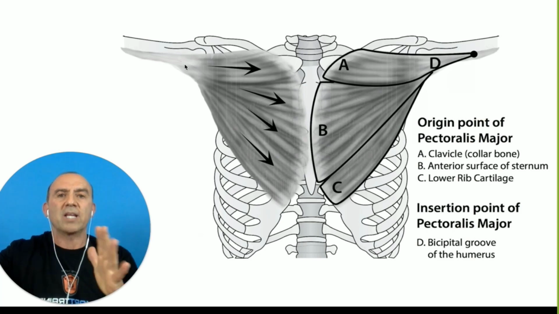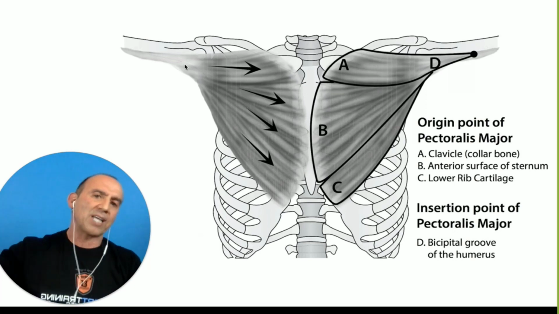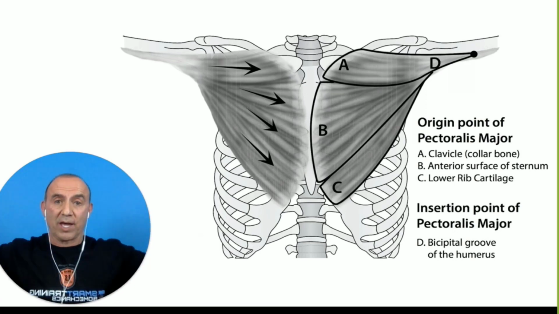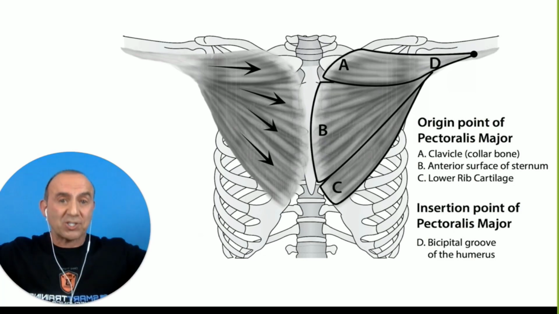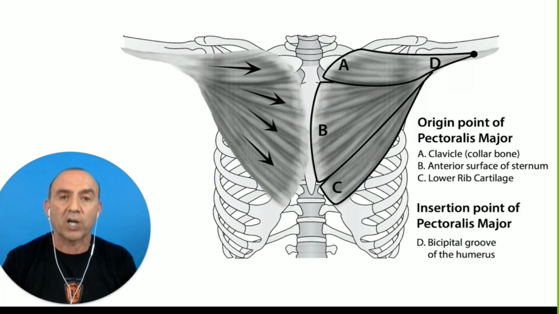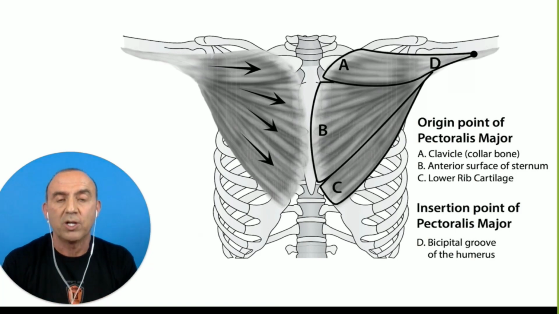In order to bring the insertion towards the origins, you have to move from an outside angle inward, as you would when you're doing supine dumbbell presses, butterfly machine. These are the proper movements to do for the pecs, because the goal of any good resistance exercise is to move the insertion of the muscle toward the origin.